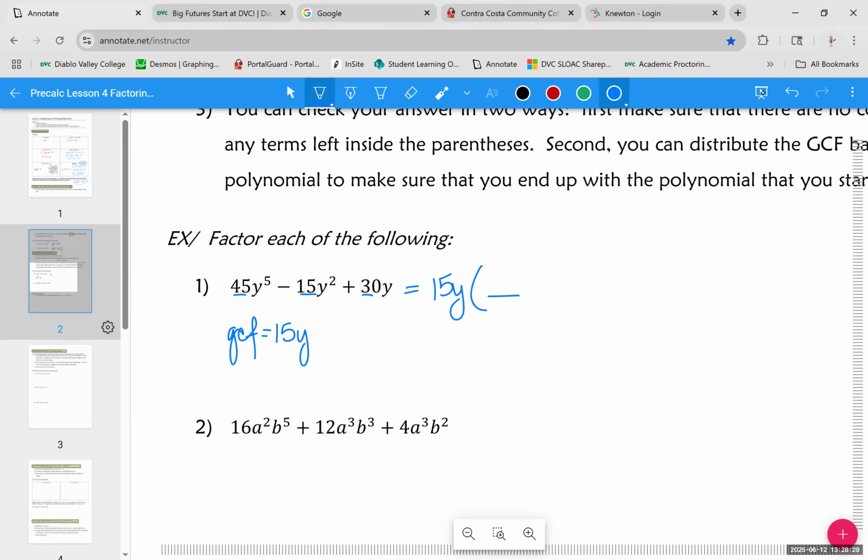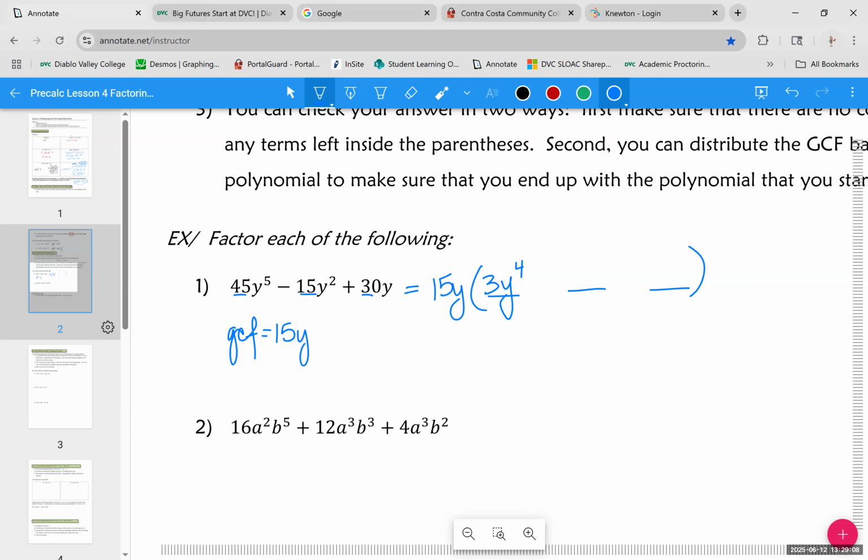To figure out what goes here, I need to basically ask myself, what do I have to multiply by 15y to get 45y to the 5th? So do it again, do the numbers first, then the variables. What do I multiply by 15 to get 45? That would be 3. And then what do I multiply by y to get y to the 5th? If I have 1 here and I need 5 at the end, I need 4. Whoops, I need to be on the pen mode. I need 4 more y's.